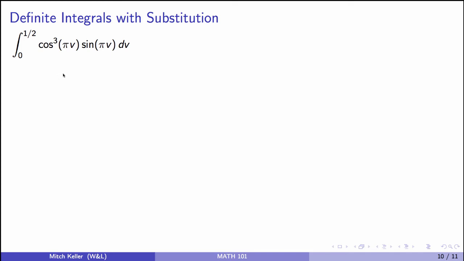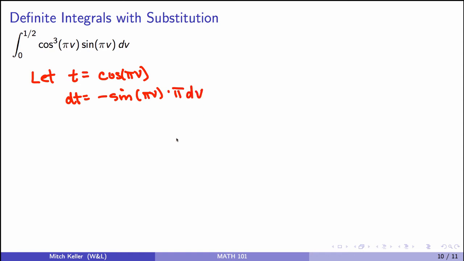And here we're thinking, well, I've got an outside function that's the cubing function here with a cosine of pi v inside. So let's try let t equal cosine of pi v, and then dt is going to be minus sine of pi v times pi dv. Oh, great, I have a sine of pi v dv. So let me just move that minus sign and the pi over by division. So now I see a sine of pi v dv is equal to this guy, and then I can put in a t for my cosine.